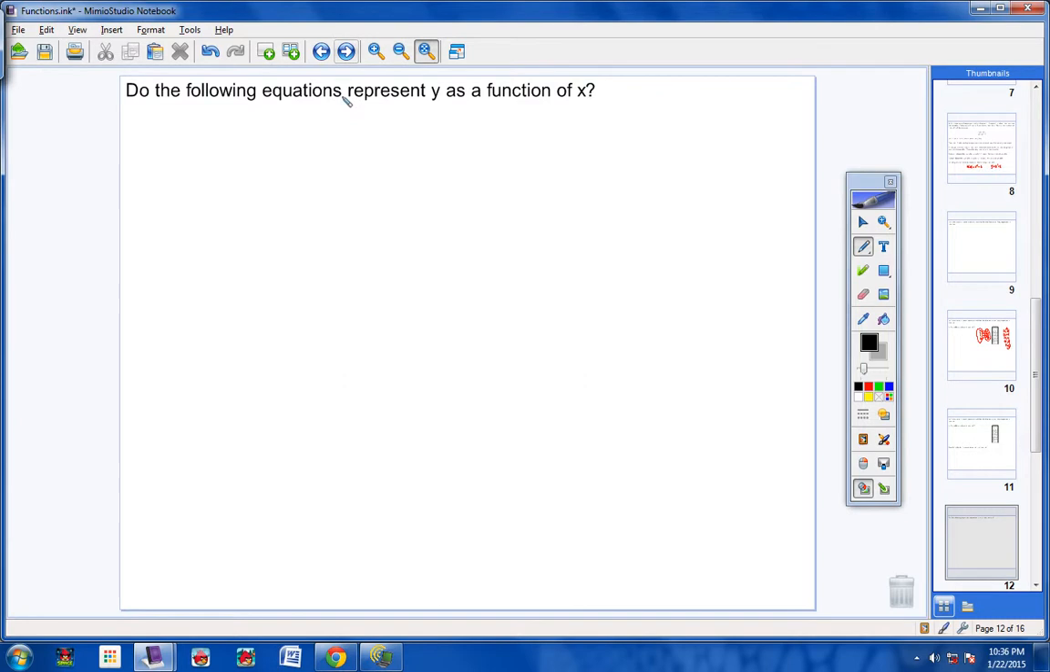Let's see if that's true. Let's take our first equation here. Since we're trying to take this equation here and see if it represents y as a function of x, that means I want to get what all by itself? Y. Y is a function of x, so y equals 1 minus x squared. Now, put some numbers in for x and see if you get out one value for y or two.